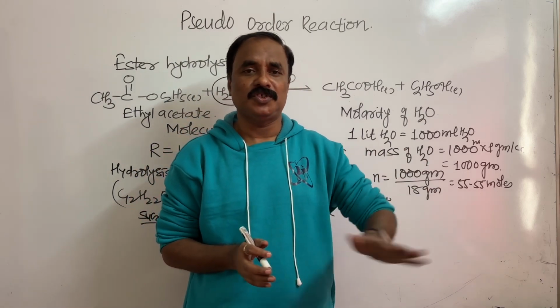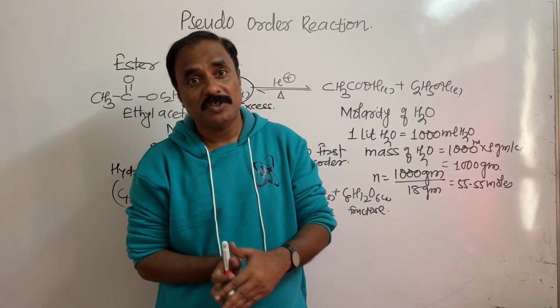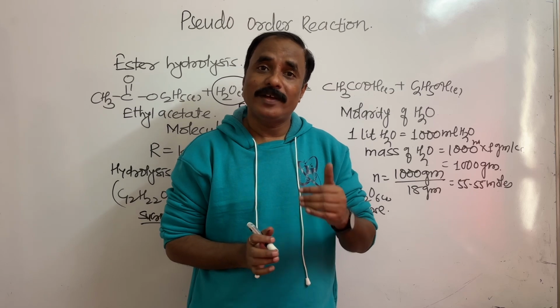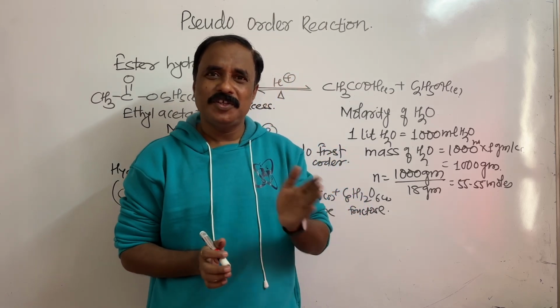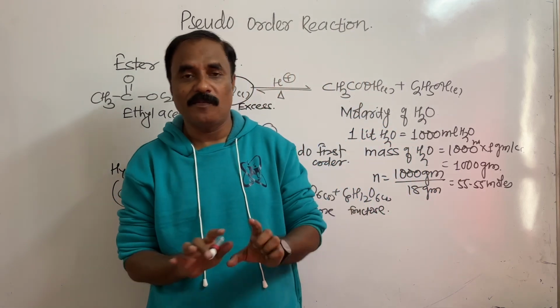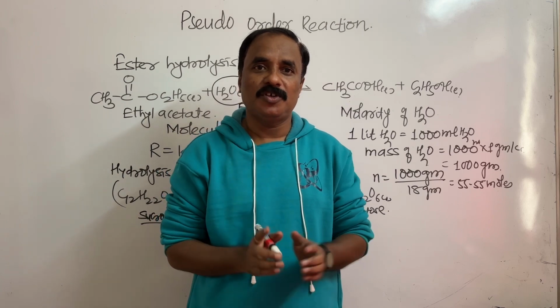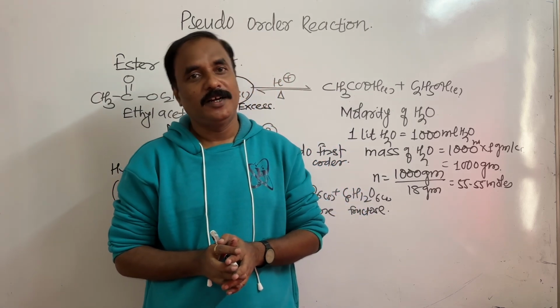It looks like second order reaction. Lagta kuch hai, hota kuch hai. It looks like second order kinetics, but it follows the first order kinetics. That is why these two examples are pseudo first order reactions. So what is pseudo order reaction? Reaction in which molecularity and order of reaction is different. Both are different. That reaction is said to be pseudo order reaction. Jahan par ek reactant excess hota hai, that is said to be pseudo order reaction.